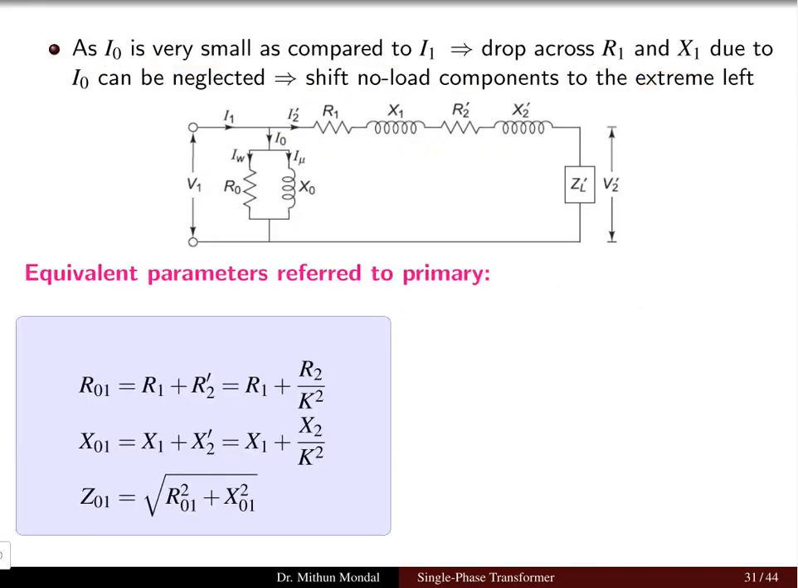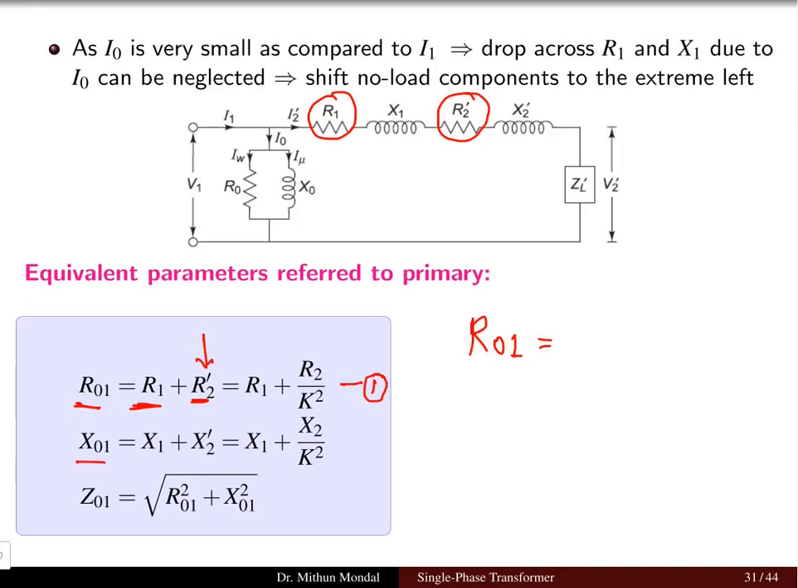Now it is easy to add the parameters R1 and R2 dash because these represent the real part. So I can say that the resistance R01 is the resistance which is referred from the secondary side to the primary side plus whatever resistance is already present in the primary side. So this is R1 plus R2 dash. R2 dash has been referred from the secondary side, so it is equal to R1 plus R2 by K square.